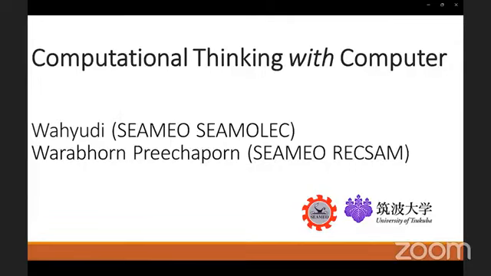So far, we have been discussing the topic of computational thinking without computer. In the next section, computational thinking with computer will be the theme. Dr. Wayudi from Simeo Simolek and Dr. Warapon Prichapon from Simeo Rexham will give a presentation.